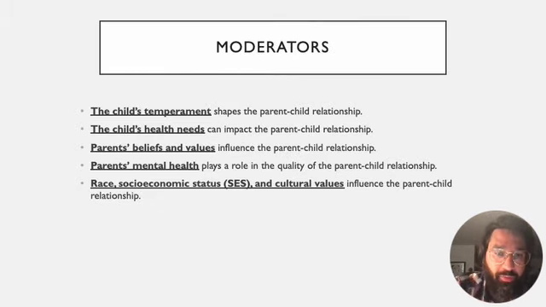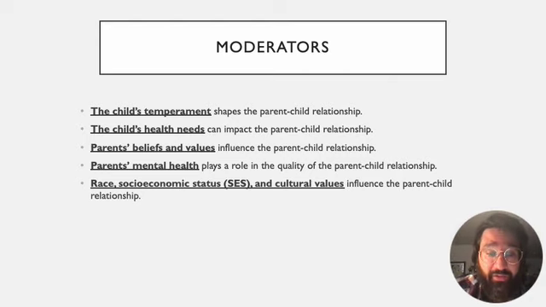So here are some variables that moderate parent-child relationships. The child's temperament shapes the parent-child relationship. It just does. The baby's temperament will have an effect on the parents, which will affect maybe how they provide care. The child's health needs can impact the parent-child relationship. A child that has a high number of health problems can understandably generate a lot of stress.